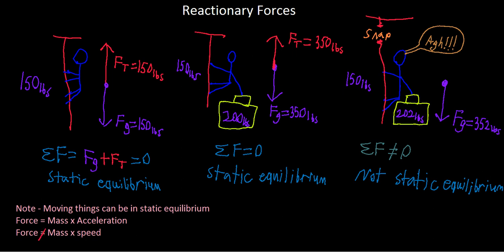For example, the world is always going around in a circle. It's always moving, and yet the bridges in our world are still in static equilibrium, even though they are constantly moving through space.